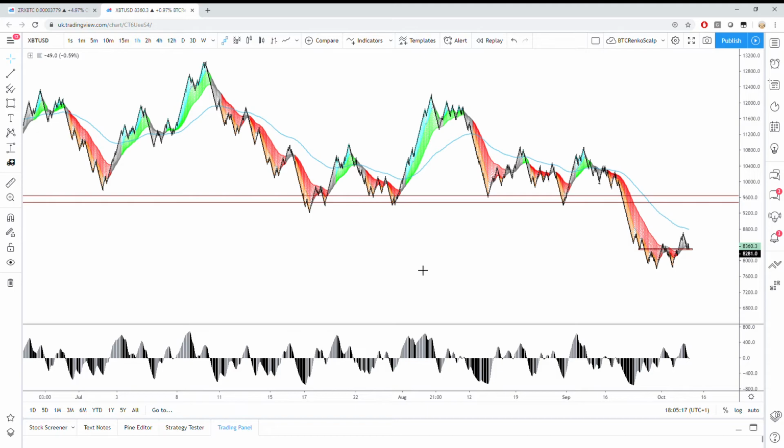Next up, the timeframes that I like to use are between the 15-minute and the 4-hour. The hourly actually works particularly well in this situation, so I really like the use of the hourly here.